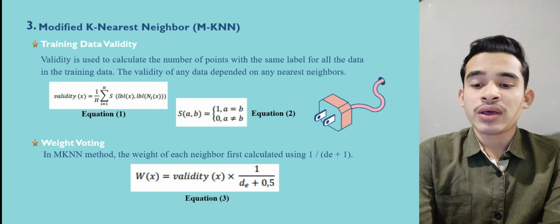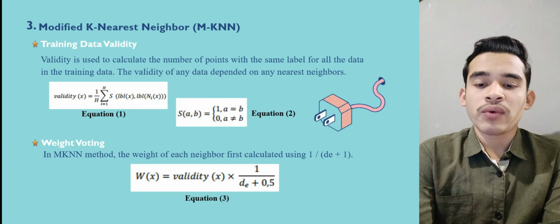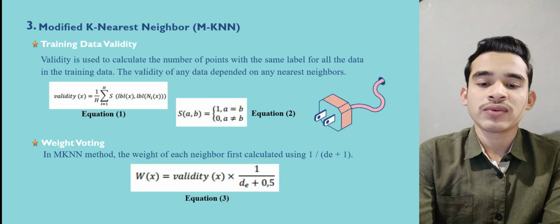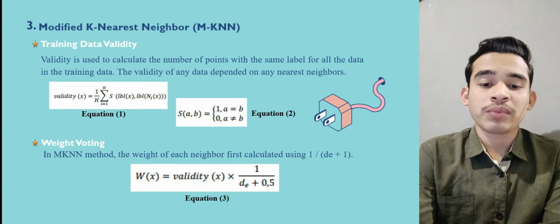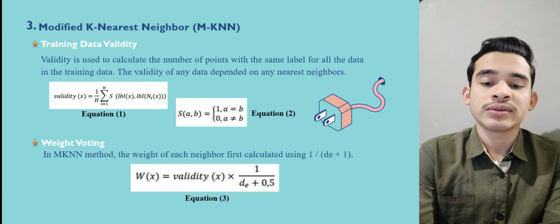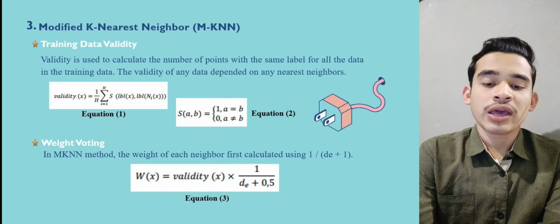Weight voting. In the MKNN method, the weight of each neighbor is first calculated using 1 over the distance plus 1. Then the validity of each data in the training set is multiplied by the weight based on Euclidean distance. So the weight voting of a neighbor is calculated with equation 3, where W of X is the weight voting calculation and the distance is included.